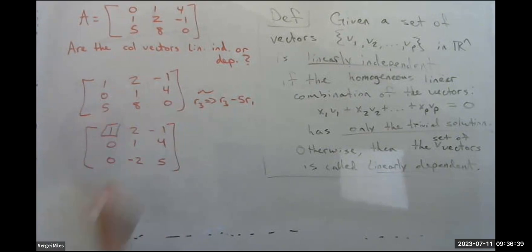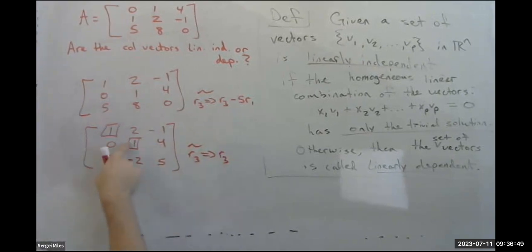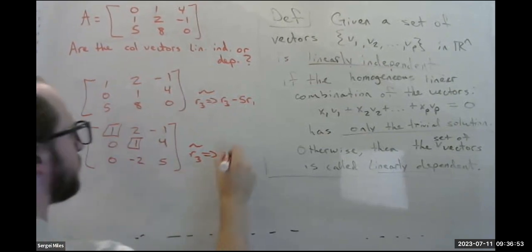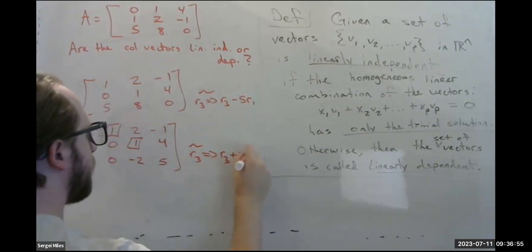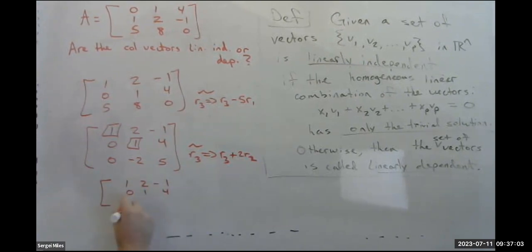Okay, looks fine so far. I like to get a pivot here, so I need to get zeros below it. So I'm going to take row 3. I'm going to use row 3 to modify because I'm going to use the row with a pivot where I'm trying to get zeros. So I'm going to add 2 times row 2. And we have 1, 2, negative 1, 0, 1, 4, 0.